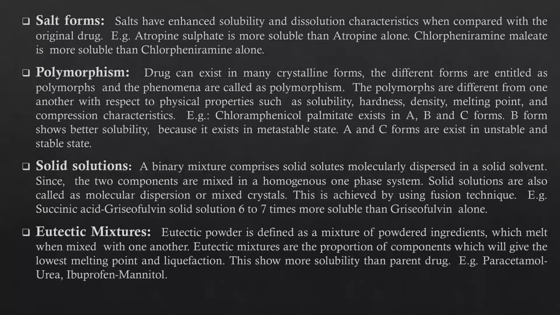Eutectic powder or eutectic mixture is defined as a mixture of powder ingredients which melt when mixed with one another. So this is a powder mixture where these two powder ingredients are mixed with each other and they will melt when we mix them.